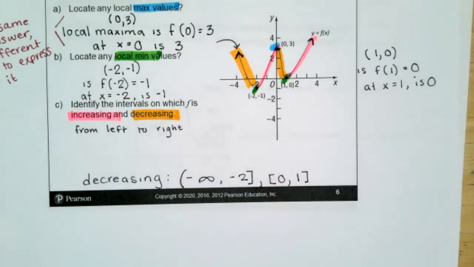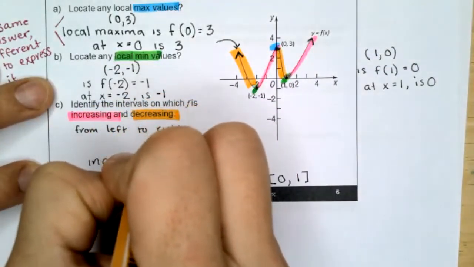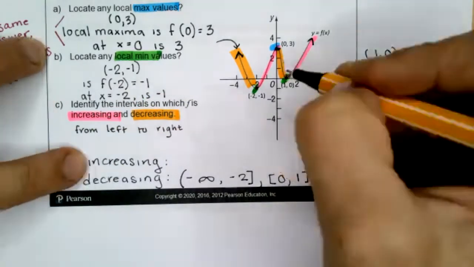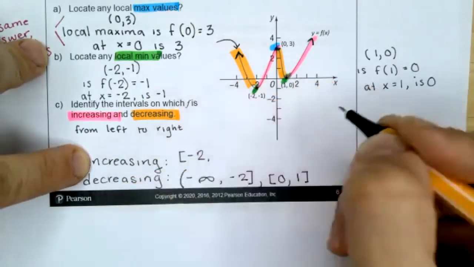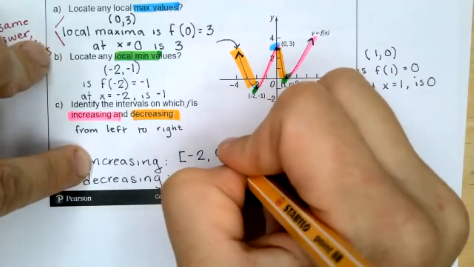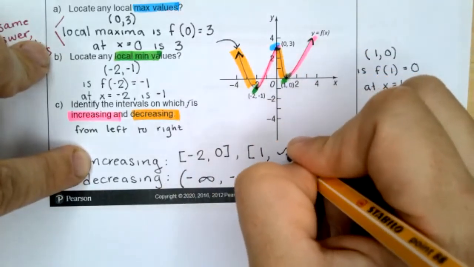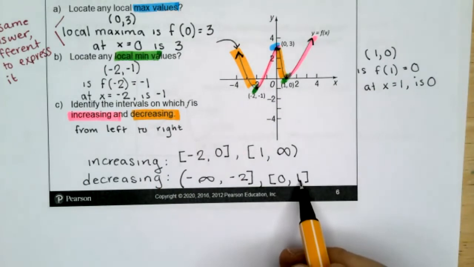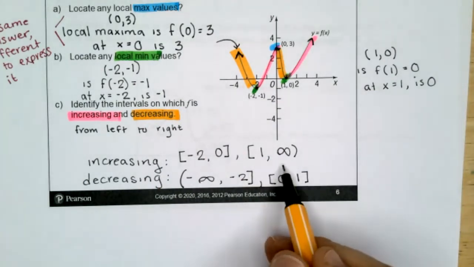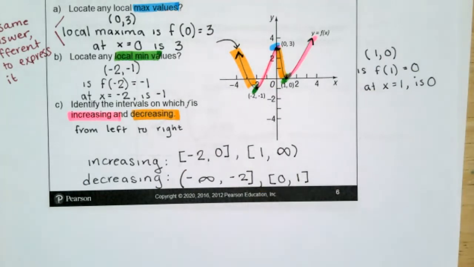And then increasing. So as I read from left to right or walk across the graph from left to right, it begins increasing at -2 and stops increasing at 0. And then it begins increasing at 1 and goes forever. It can be both decreasing and increasing at 1 at the same time, right? From this term to this term, it's going down. From this term to this term, it's going up. That's what they mean.